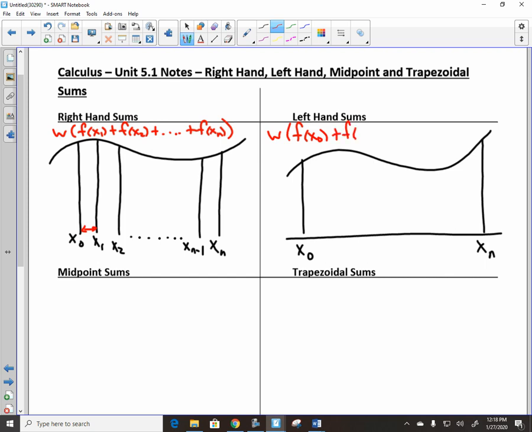Plus f of x sub 1. So notice you're going to pick up the x sub 1, aren't you? So it's very similar to the right hand. You also pick up the x sub 2. But what's the last one you have? Yeah, you stop at x sub n minus 1. So plus dot, dot, dot, plus f of x sub n minus 1. Good.